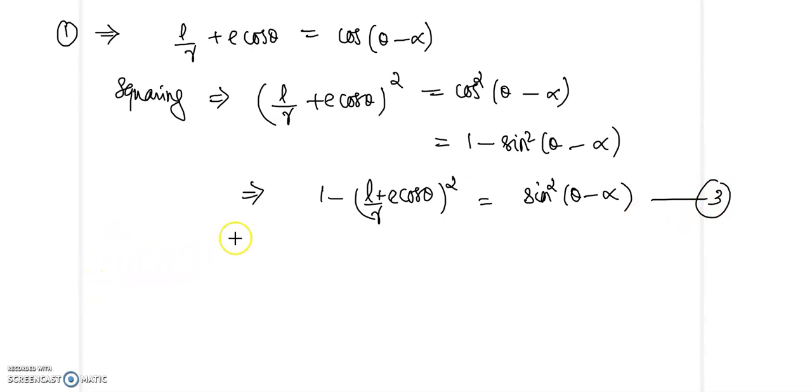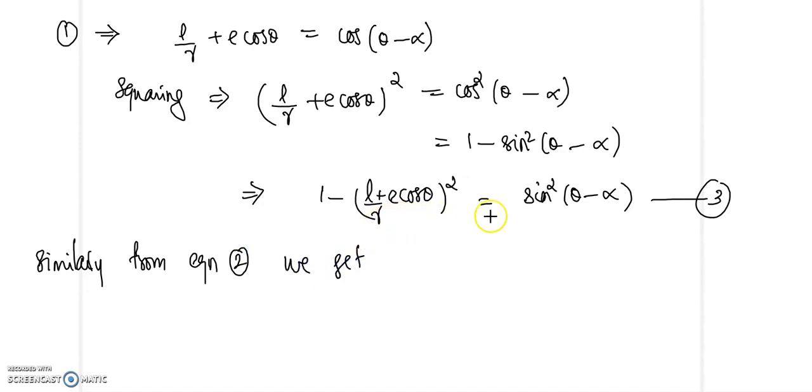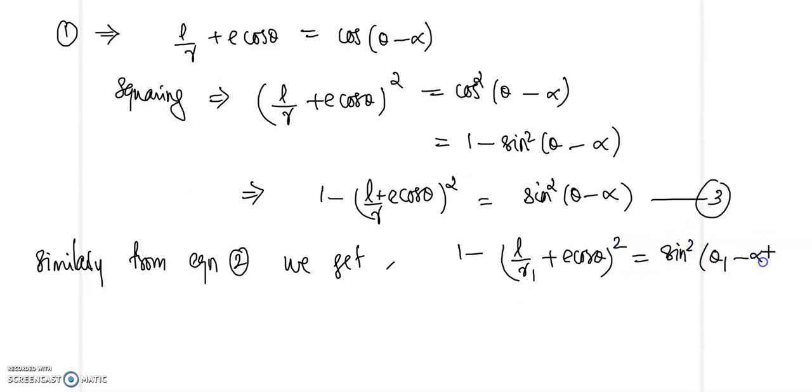Similarly, from equation 2 we will get the same equation, with R1 in place of R and theta 1 in place of theta. So we will get 1 minus L by R1 plus e cos theta 1 whole square equal to sin square theta 1 minus alpha. Call this equation 4.